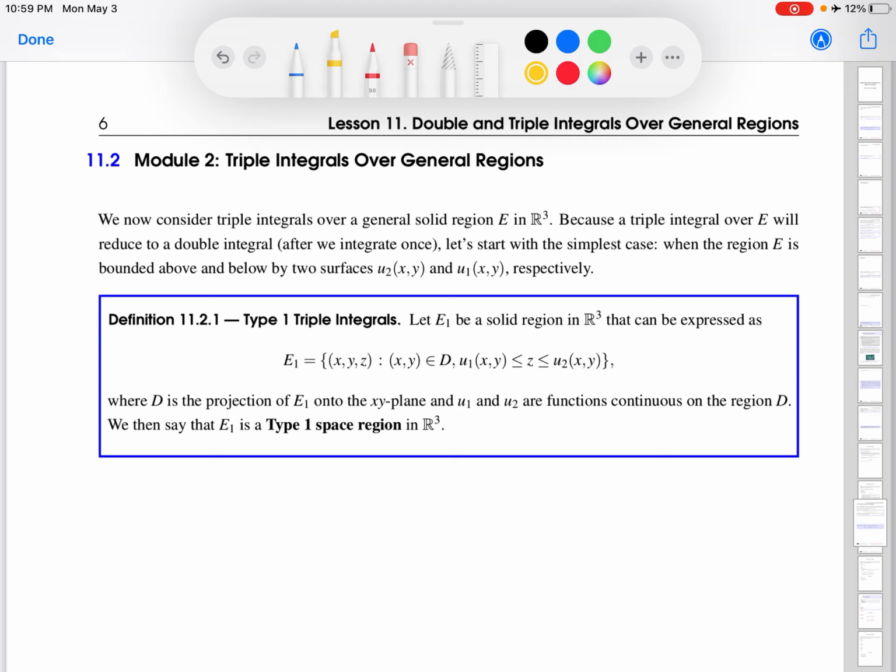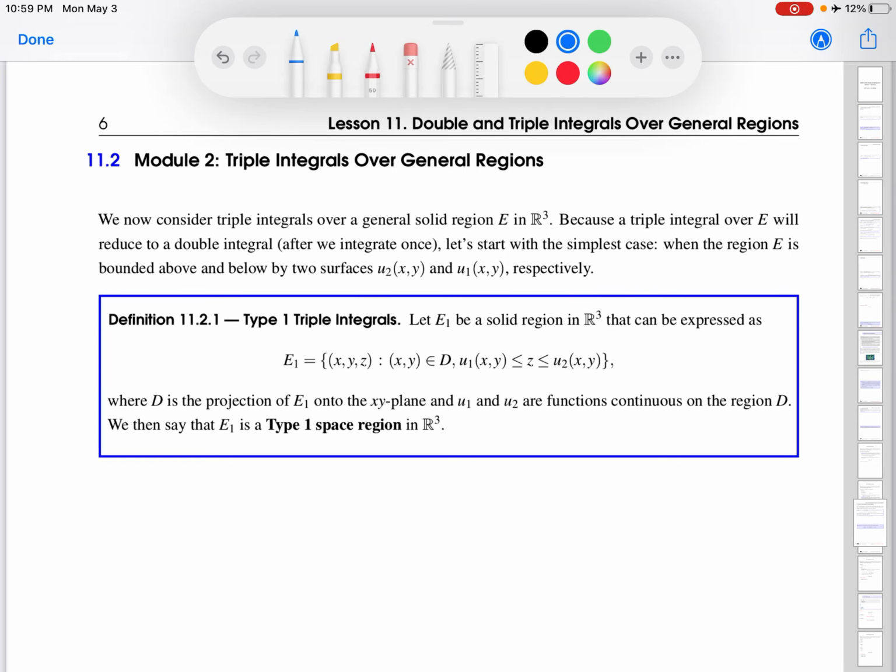So the first thing that I will say is that we are going to talk about triple integrals over a general solid region E in R3. And remember that when we talked about triple integrals in the previous lesson over rectangular regions, very specific types of solid regions, we eventually reduced the calculation to a double integral after we integrated once. So let's start in this new generalized context with perhaps the simplest case, when the region E is bounded above and below by two surfaces, u1 and u2.